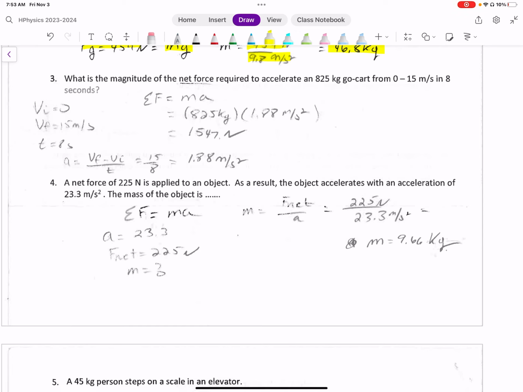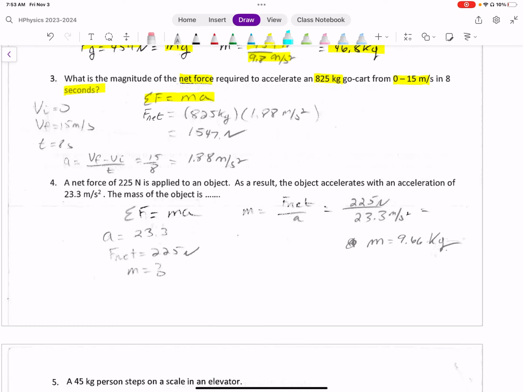What is the magnitude of the net force required to accelerate a 825 kilogram go-kart from 0 to 15 meters per second in 8 seconds? Well, I'm going to focus on what they ask for first. Sum of the forces, that's the net force. That's F net is equal to mass times acceleration. I know the mass, but I don't have acceleration. But I know I have another way to find acceleration.